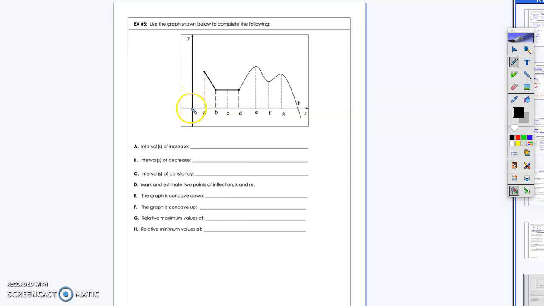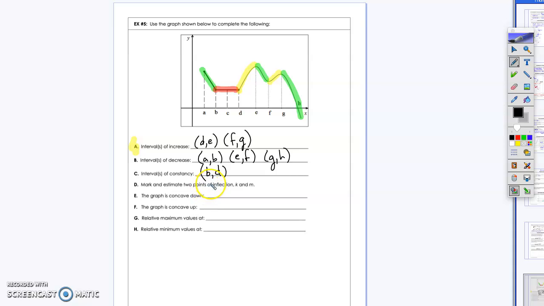So we have this graph here, and we want to find the intervals of increase. Let's start with yellow. So increasing, it looks like here and here. We could say those values of increasing are from D to E and from F to G. Decreasing, on the other hand, looks like here, here, and here. So we could say A to B, E to F, and G to H. And it looks constant along here. So we could say it's constant from B to D.